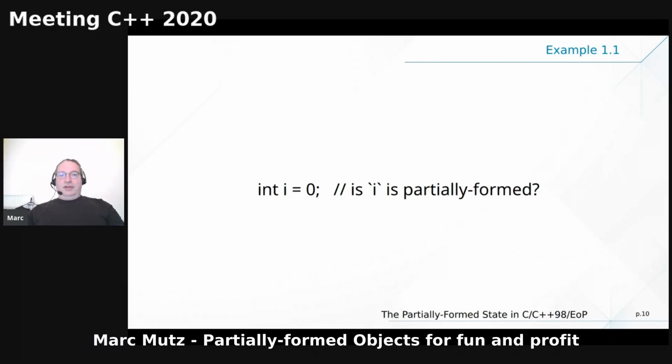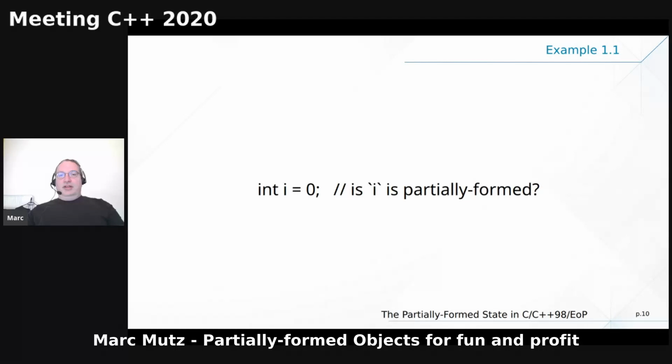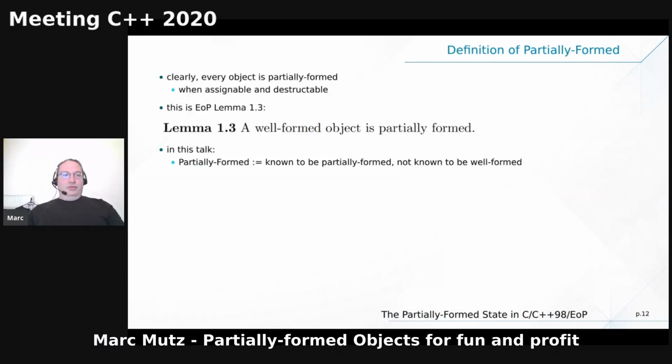Now let's take the same example, but initialize the i with a 0. The question is, is i still partially formed? So the definition was an object is in the partially formed state if it can be assigned to and destroyed. Clearly, this can be assigned to and destroyed. So every object is partially formed as long as it's assignable and destructible, if I have not deleted those operations. This is the EOP lemma 1.3. A well-formed object is partially formed.